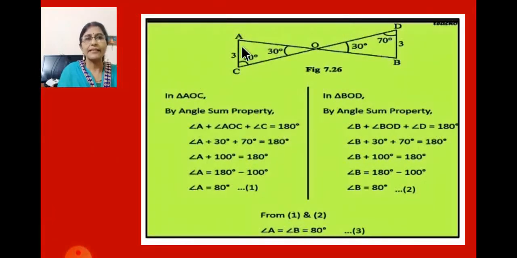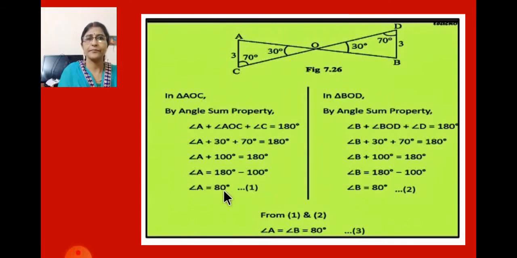Now we will take the first triangle. In triangle AOC, by the angle sum property, we'll write angle A plus angle AOC plus angle C is equal to 180 degree. Angle A plus angle AOC, which is 30 degree, and angle C, which is given as 70 degree, is equal to 180 degree. Now 70 plus 30 is 100, so angle A plus 100 degree is equal to 180 degree. Now this 100 degree we will bring to the right side. So angle A will be equal to 180 minus 100 degree, and we'll get angle A is equal to 80 degree.